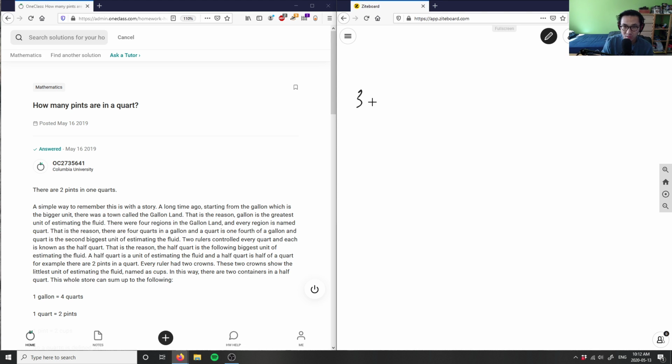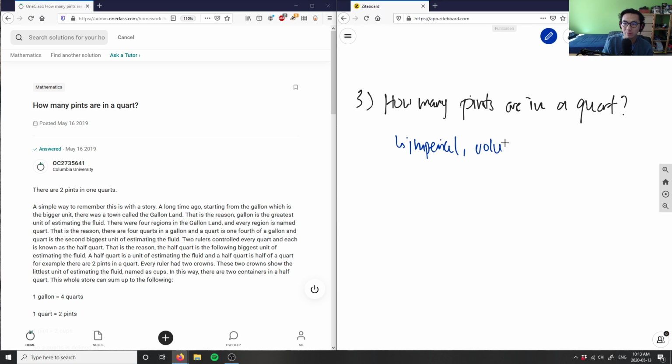Number 3, how many pints are in a quart? So again, with how many pints are in a quart, we are working in the imperial system. And it is measuring volume, right? Or how much space something takes up in terms of volume, if it's a liquid, for example, like water.